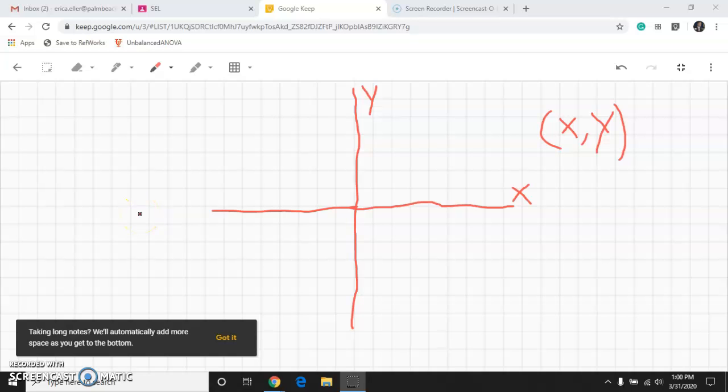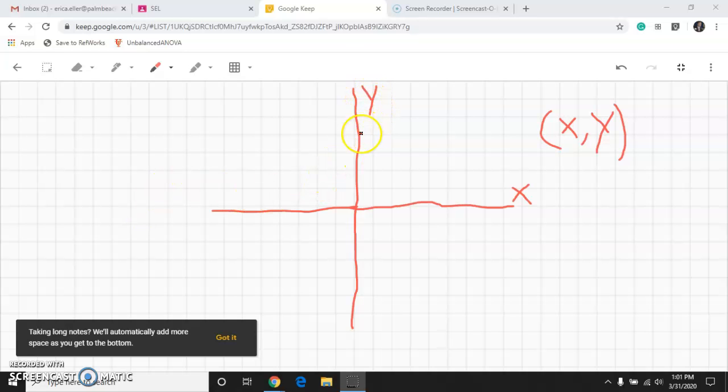Hi everyone, it's Miss Eller, just giving you a little update to the graph since we had a couple of questions in our Live Talk Tuesday meeting. The Y and X axis.